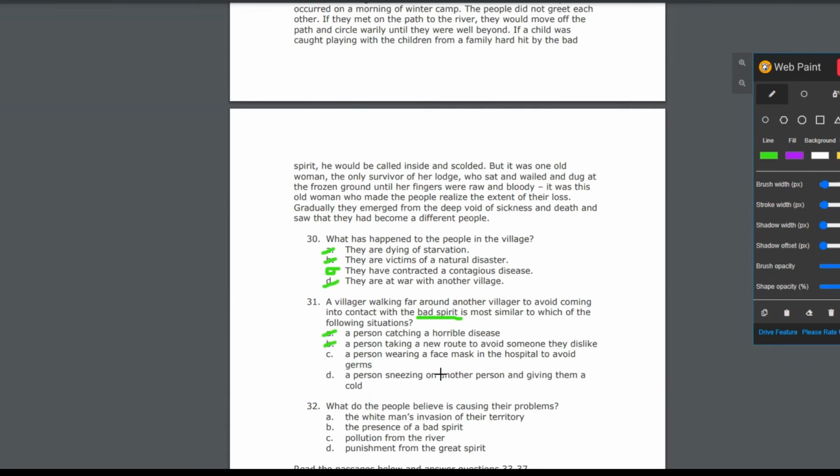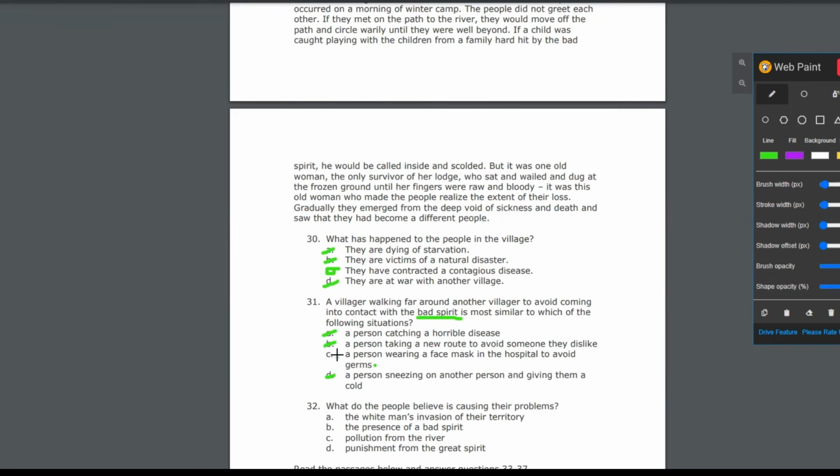All right, C, a person wearing a face mask in the hospital to avoid germs. This one is right in the ballpark. Why? Because they're avoiding getting sick. So we'll keep that one in mind. And then if we look at D, it says a person sneezing on another person and giving them a cold. That isn't in reference to what this is asking, because this is someone who is avoiding a path so they won't get sick.